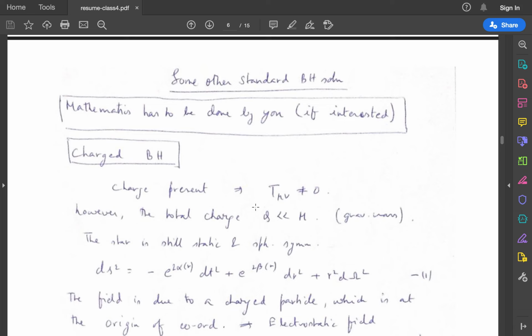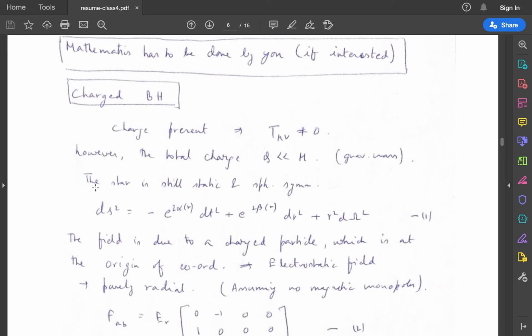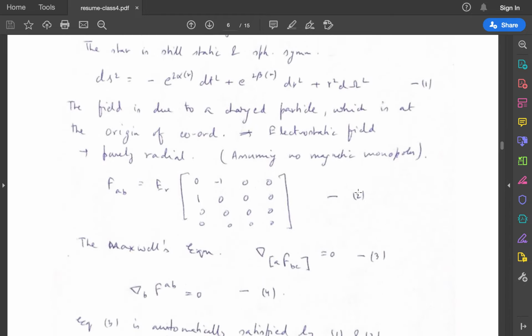Here we demand that the star is still static and spherically symmetric. It is non-rotating and spherically symmetric, so our old line element still holds. This is the old line element that we have solved for the relativistic stars and even for the Schwarzschild metric. This line element still holds because we are still in the static and spherically symmetric condition. However, now the field due to the charged particle has changed the energy momentum tensor.